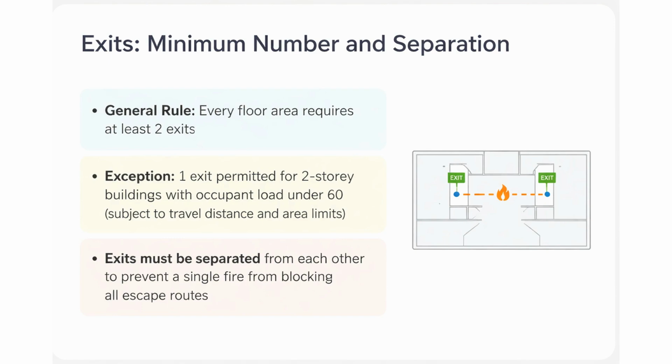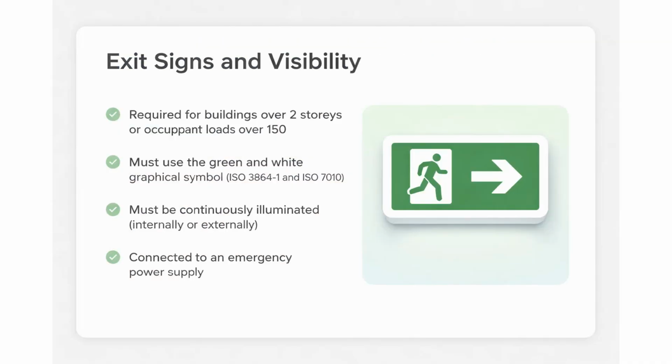To guide occupants safely, exit signs are mandatory in buildings over 2 stories or with occupant loads exceeding 150. Canada uses the internationally recognized green and white graphical symbols. These signs must be continuously illuminated and connected to an emergency power supply, so they remain visible even during a total power failure.